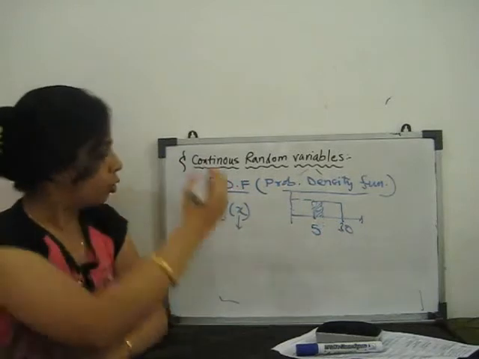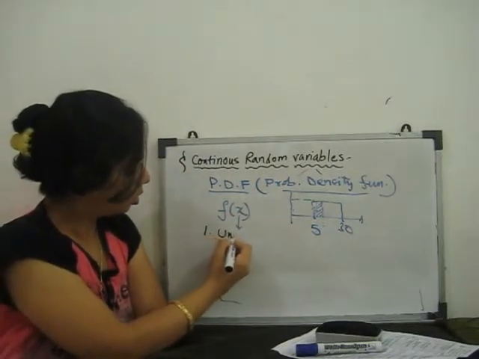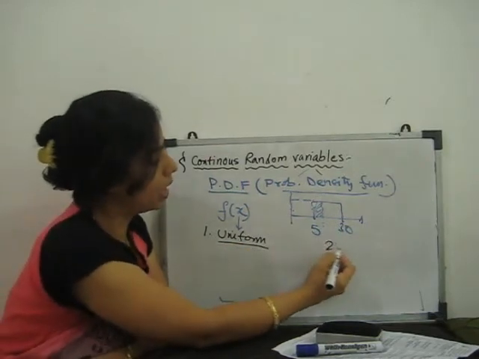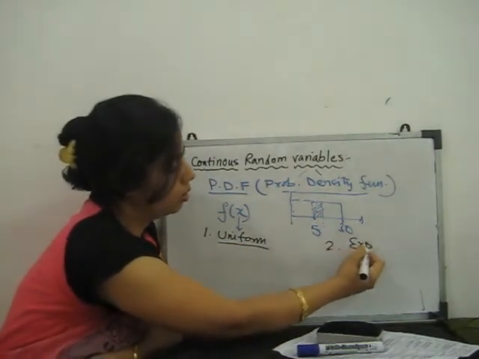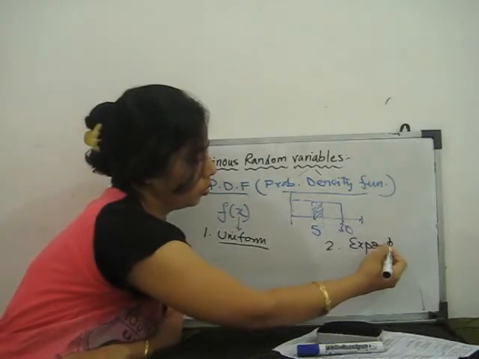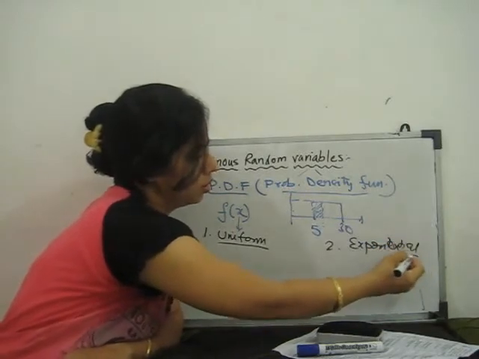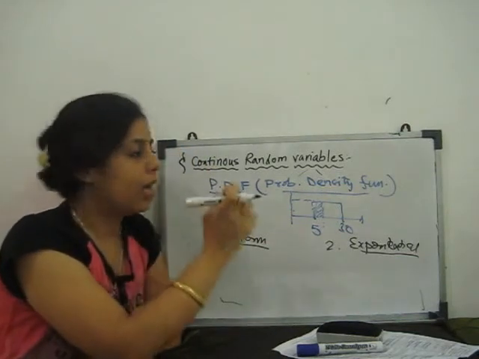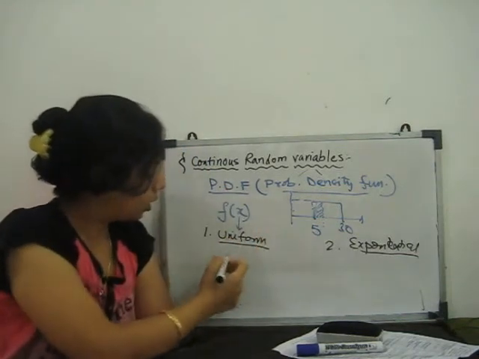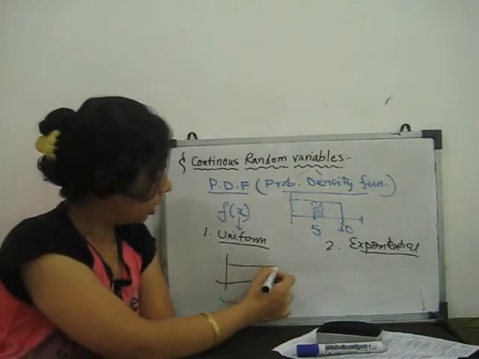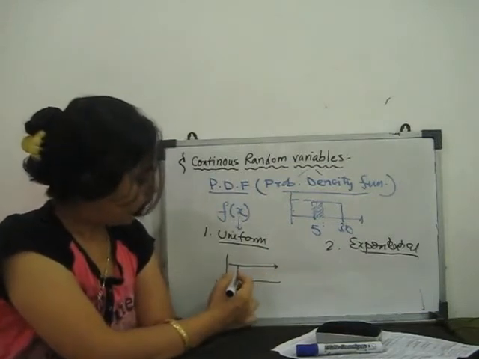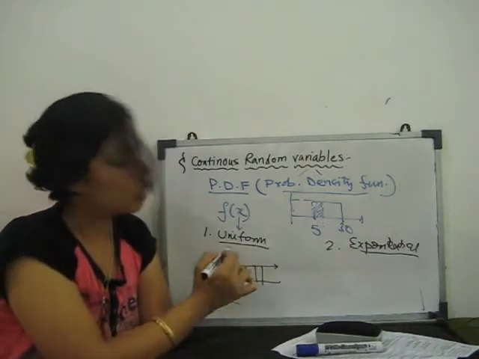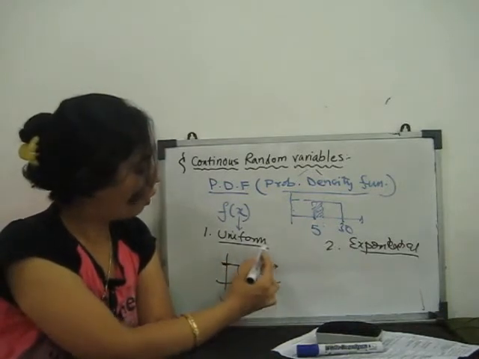For the probability density function of a continuous random variable, we have two types. Number one is the uniform random variable, uniformly distributed. Second is exponential. Clear? So what does uniform mean? It will be distributed uniformly, meaning its density at every place does not exceed this line. So this is the uniform variable.